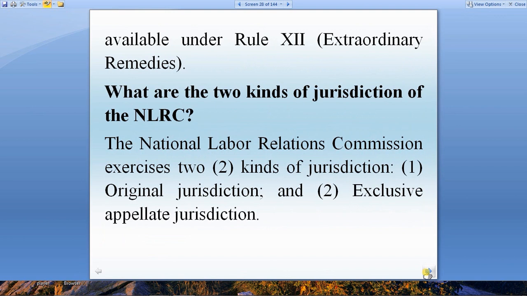Next is, kung mayroon tayong kanina nabanggit ang labor arbiter, NLRC, ano naman ang jurisdiction ngayon ng NLRC? Meron silang 2 jurisdiction. Kung ang labor arbiter ay isa lang, ang NLRC ay meron, kasi under ng NLRC, the umbrella nila ang labor arbiter. The NLRC had 2 kinds of jurisdiction, the original ones and the exclusive appellate jurisdiction, meaning, sino ba yung umaapela sa kanila sa NLRC?